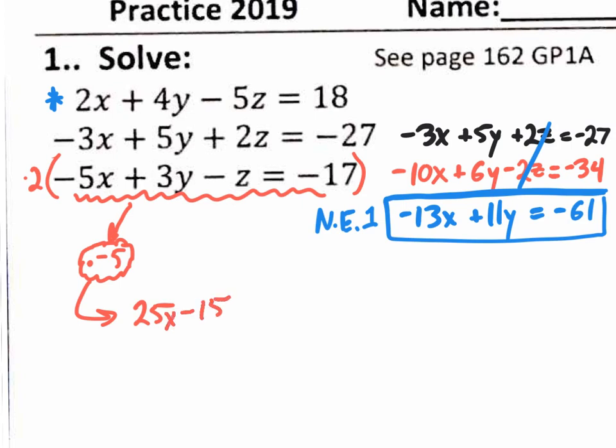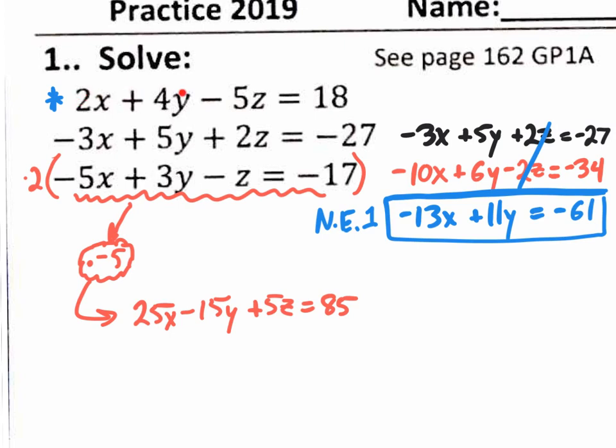Oh, wait a minute. 25 is with the x, negative 15 is with the y. And negative 5 times negative z is positive 5z. And negative 5 times negative 17 is positive 85, I believe. Use a calculator so you don't mess up. So I've modified the bottom equation by multiplying it by negative 5.